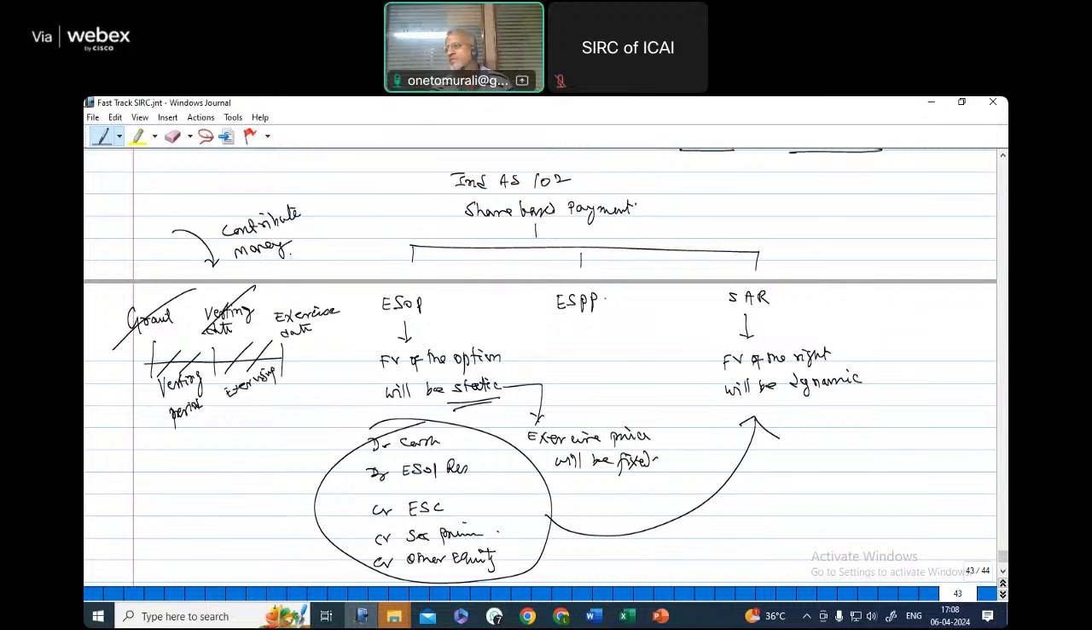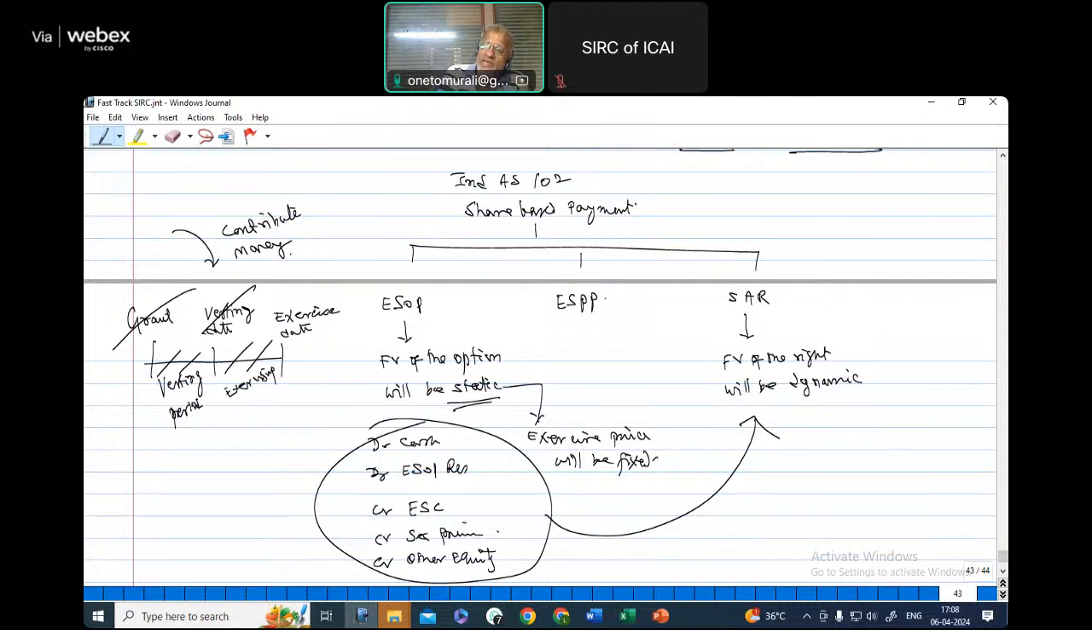Contribute money towards the capital of the entity. Correct? Now, to make this ESOP work, we expect the employees to be financially sound to subscribe for the shares offered to them.